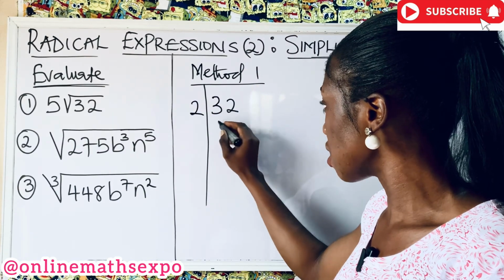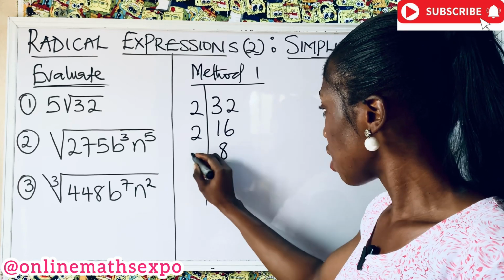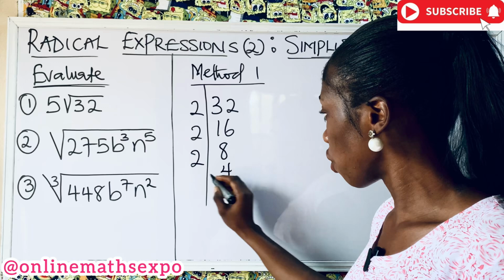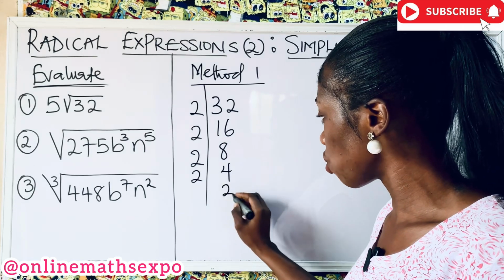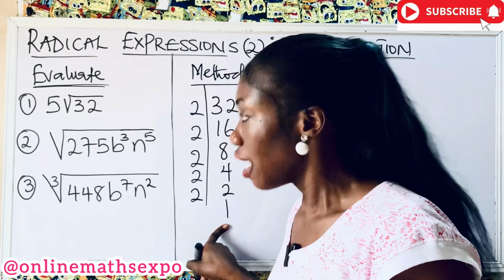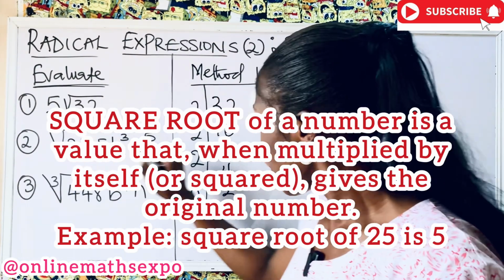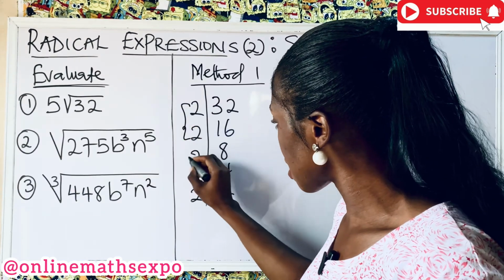2 divides 32, 16. 2 will divide 16, 8. 2 will divide 8, 4. 2 will divide 4, 2. And 2 divides 2, 1. I'm going to stop here. Now, because what we have here is a square root, it means you are going to pair these.